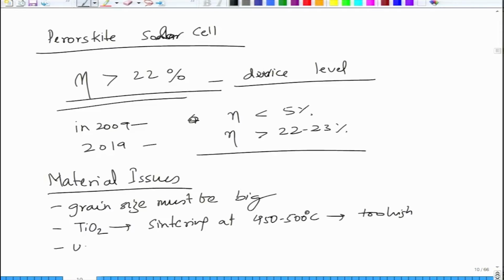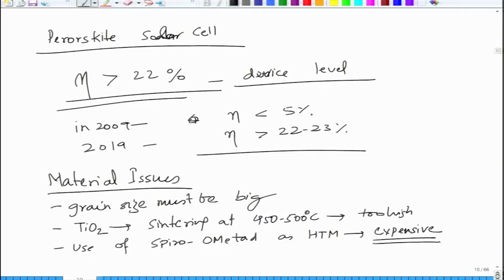And then use of spiro-OMeTAD as HTM is not good because it is expensive. So, we want to avoid these issues in a device. As a result, a lot of work is going on developing non-lead dyes, improving the grain size in these devices, replacement of TiO2 with materials which can be sintered at lower temperatures, and then use of other HTMs instead of spiro-OMeTAD, which can be cheaper.